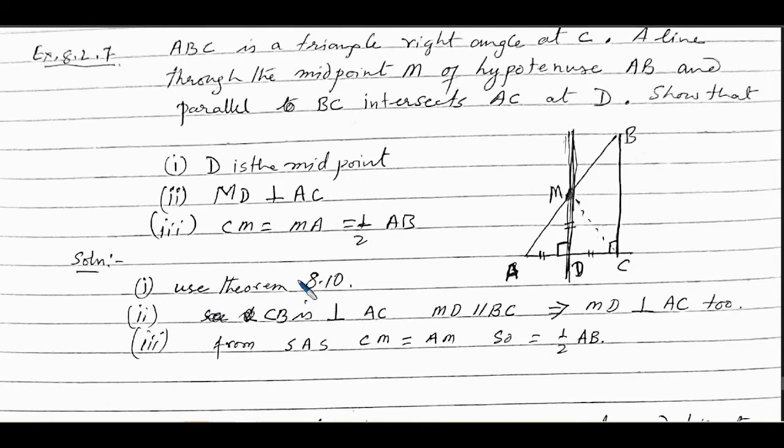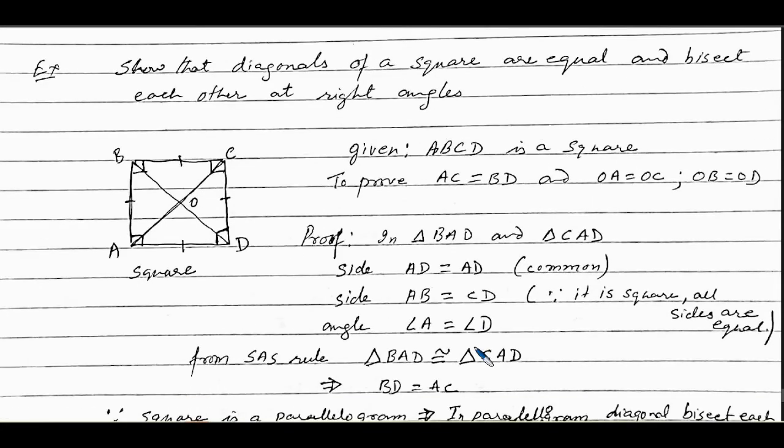Solution: use theorem 8.10. You have to show the steps. I am writing here use theorem 8.10, which means you have to show you used those steps. And then second, CB is perpendicular to AC, because MD is parallel to BC, which implies MD is perpendicular to AC too. And from side angle side, CM is equal to MA. What I said, this triangle is congruent to this. So it is half. Next exercise.